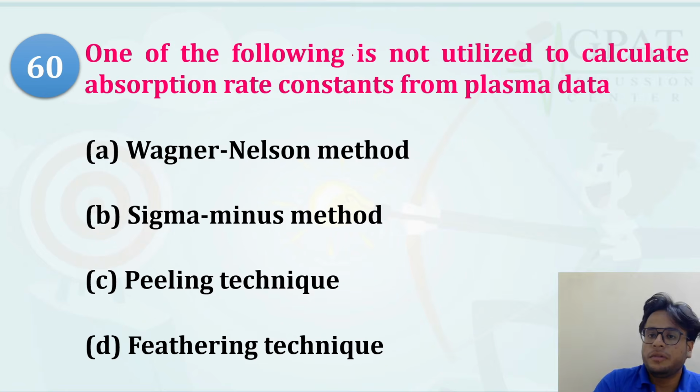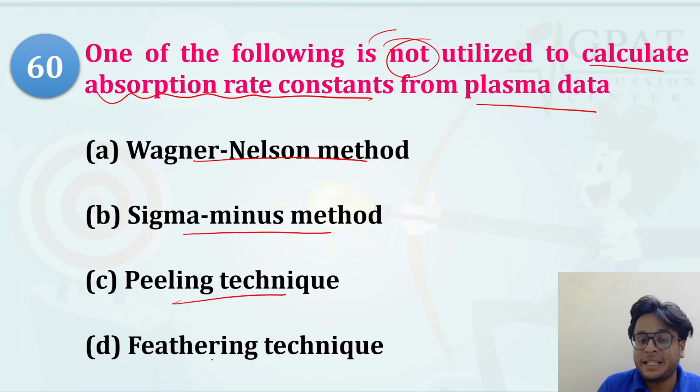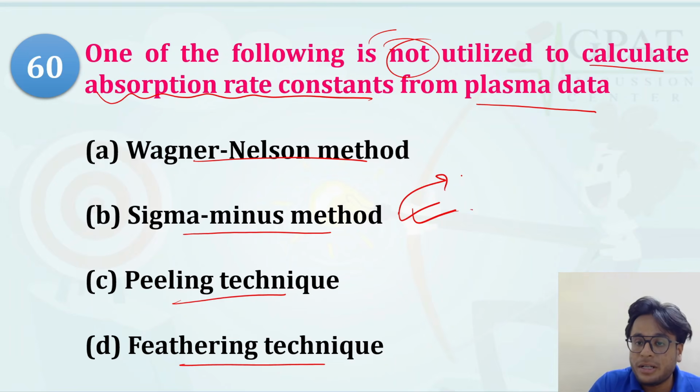Yes. One of the following is not utilized for the calculation of the absorption rate constant from plasma data. Option A is the Wagner-Nelson method, option B is the sigma minus method, option C is the peeling technique, and option D is the filtering technique. So the sigma minus method is not going to be utilized to calculate the absorption rate constant, because the sigma minus method is mainly used to determine the PSD, that is the particle size distribution.